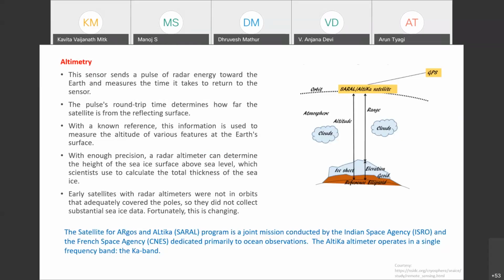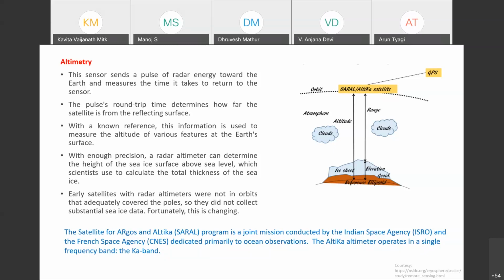Then altimetry, which has a similar principle, though not completely similar. It basically sends a pulse of radar energy towards the Earth and measures the time it takes to return to the altimeter. The pulse round trip time determines how far the satellite is from the reflecting surface. Then, when compared with a known reference, this information is used to make altitude measurements of various features at the Earth's surface.